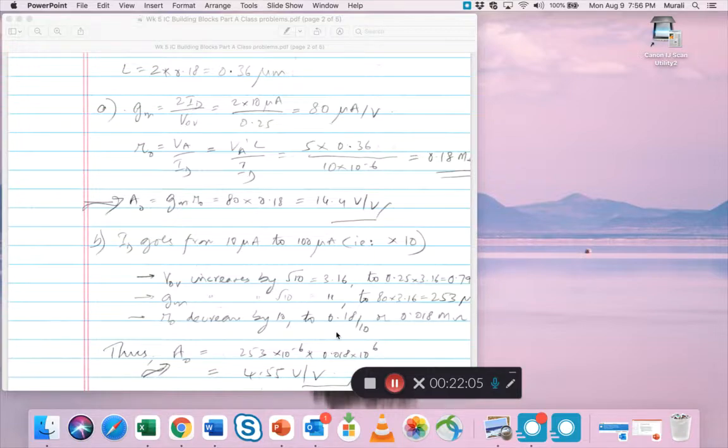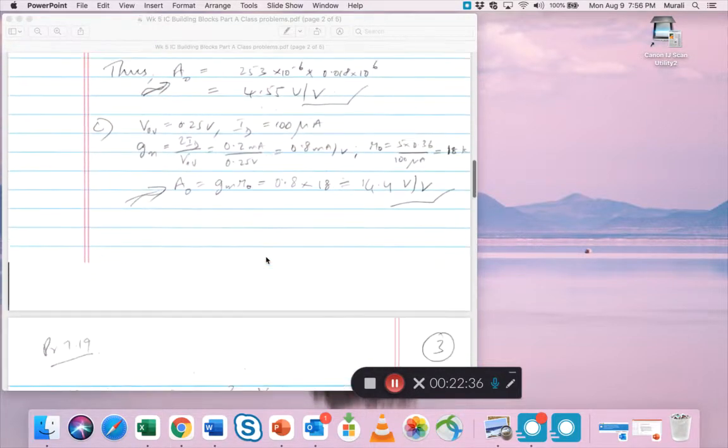And so it becomes 0.018 megaohms. So the intrinsic gain, which is the product of this and this, now becomes even lower. It used to be 14.4, it's actually dropped to 4.55. So just because you increase the drain current or the bias current 10 times, the gain has actually dropped. So that's something interesting, right?